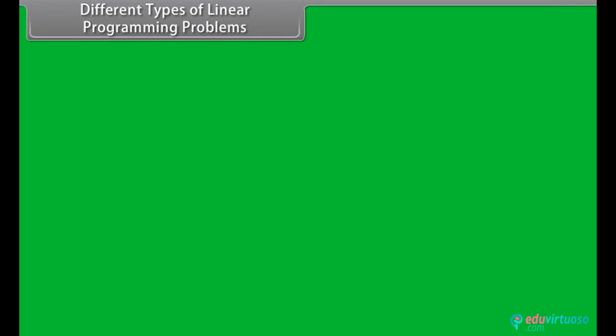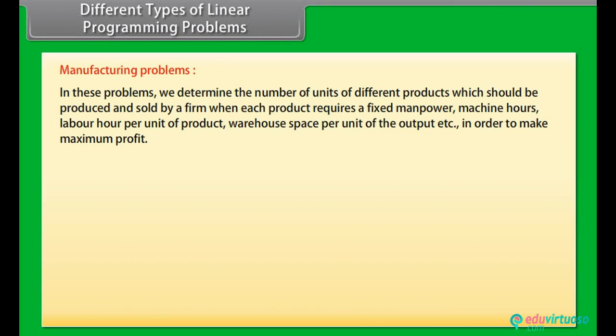Different types of linear programming problems. Manufacturing problems. In these problems, we determine the number of units of different products which should be produced and sold by a firm when each product requires a fixed manpower, machine hours, labor hour per unit of product, warehouse space per unit of the output, etc. in order to make maximum profit. Let's take an example to understand it better.